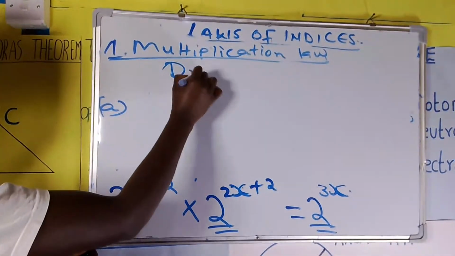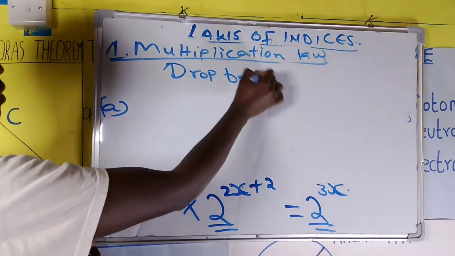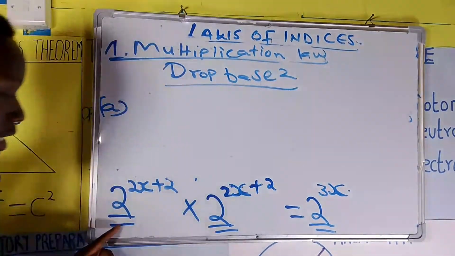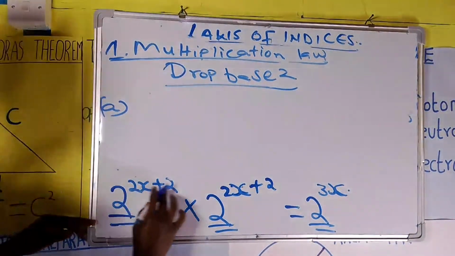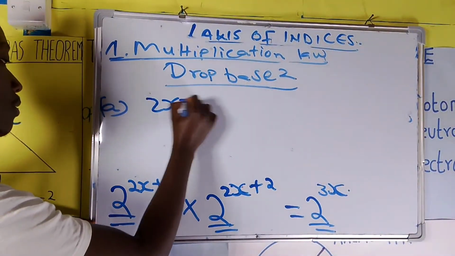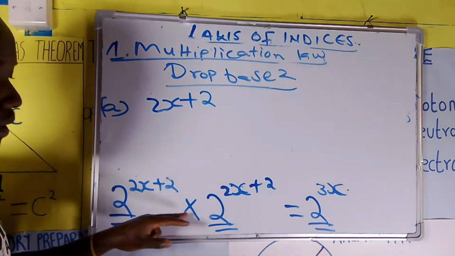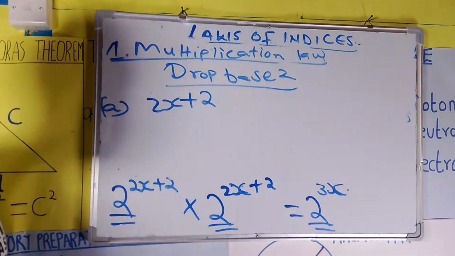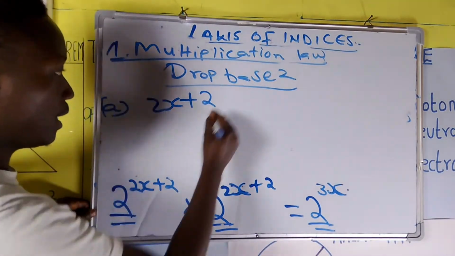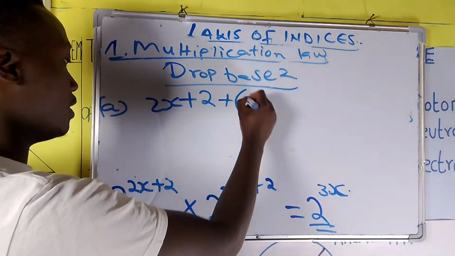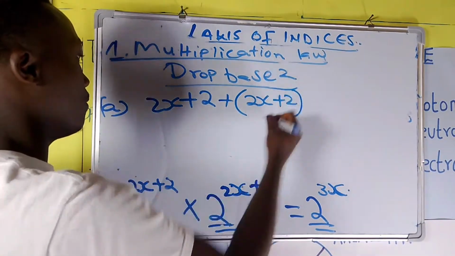So here we will drop base 2. By saying drop base 2, tunaachana na 2, tuna solve powers peke yake. So tutachukua 2x plus 2. Then this multiplication, remember, we said it is addition. When we have bases the same when we are multiplying, so the powers we add. So it is plus 2x plus 2.